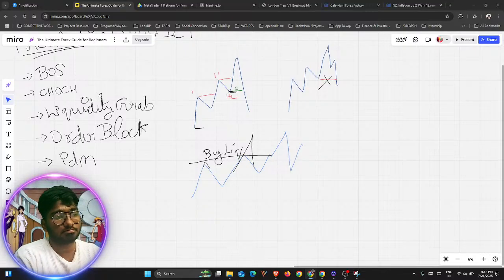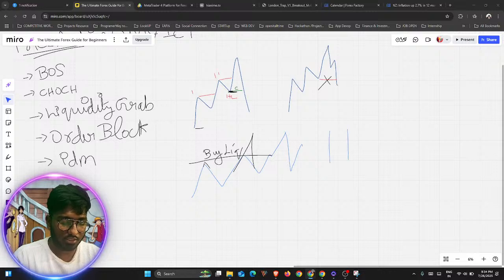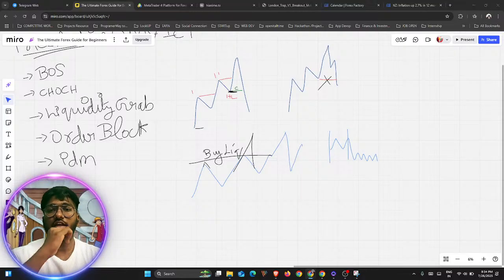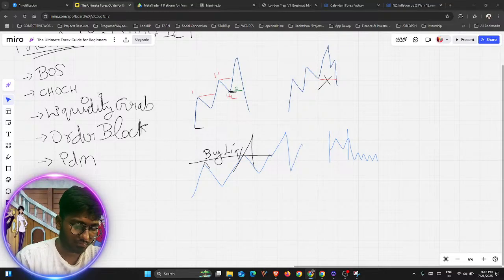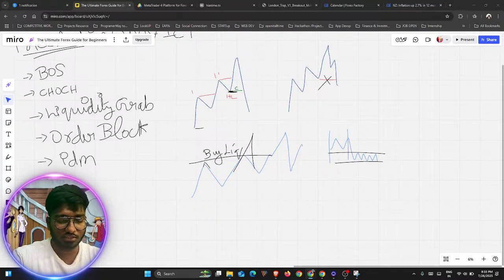Okay, so liquidity means, you can see, there is a time session. You started the trade and it was going like this, and it goes down, and it was giving this kind of consolidation. So would you find any liquidity in here? Yeah, it's there. Where exactly is the liquidity? Down here. Actually, it's filled with sell side liquidity.